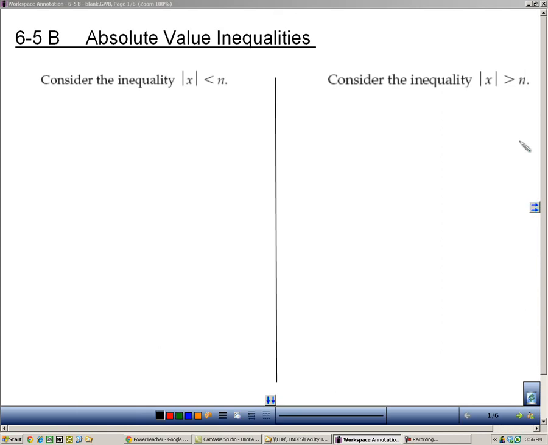Section 6.5b is about absolute value inequalities. So we're going to replace the equal sign with inequality symbols and see how that changes things. I want to consider absolute value less than a number. So I'm going to pick the example absolute value of x less than 5.